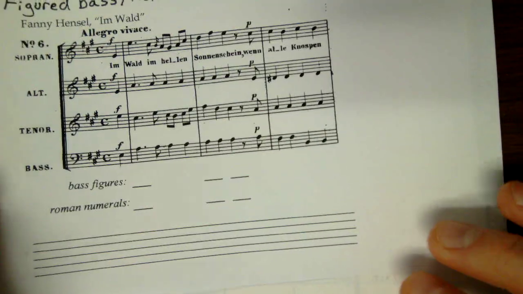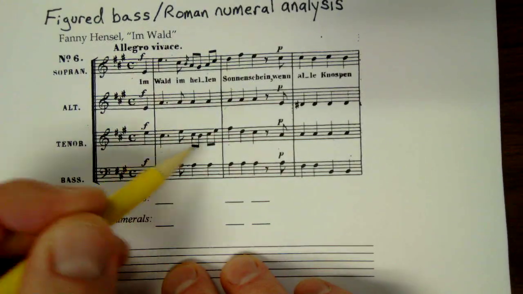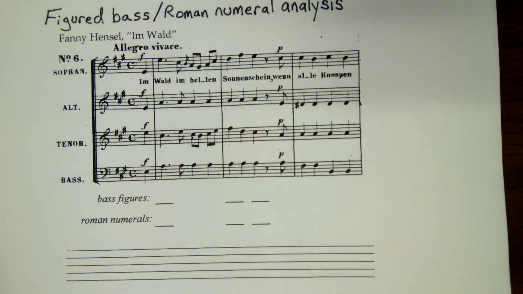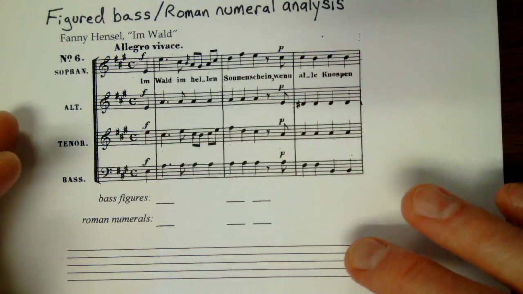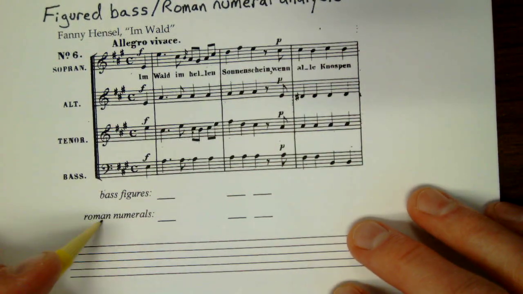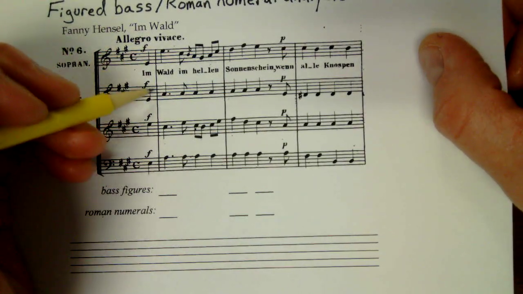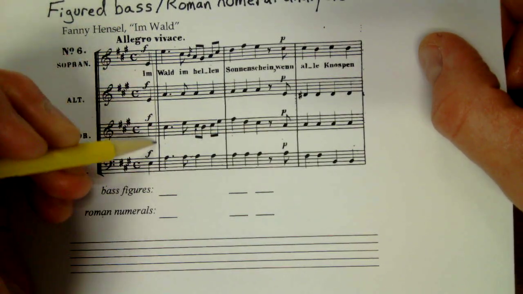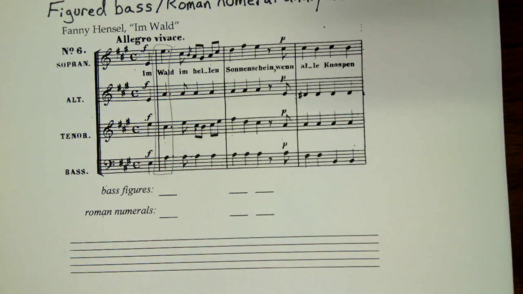Let's go back to the score now, and let's follow our steps. We're going to make snowman-style reductions of these chords right here, and then we'll determine the root and the quality, and then we'll use that information to figure out the bass figures and the Roman numerals. Okay, let's take a look at this first chord right here. And let's back up. The very first thing we need to do is figure out what key we are in.